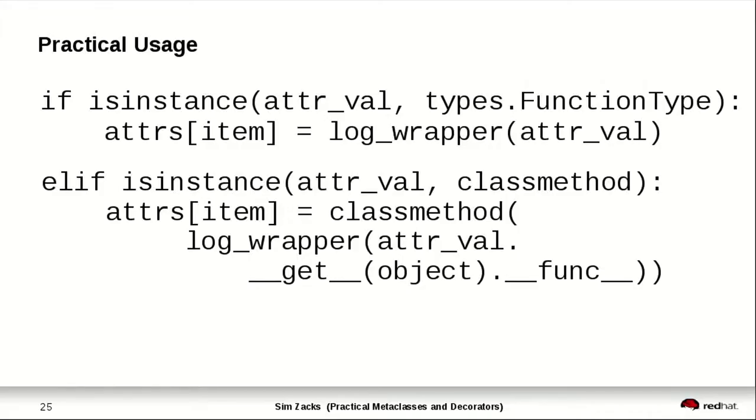The next thing I'm looking for is if I have a class method, because class methods work differently than regular methods, and a class method has to be the top level function in a function call. So if you have any sort of wrapper, you can't put that wrapper on top of the class method wrapper, because that will make it stop working as a class method and make it work as a regular method.